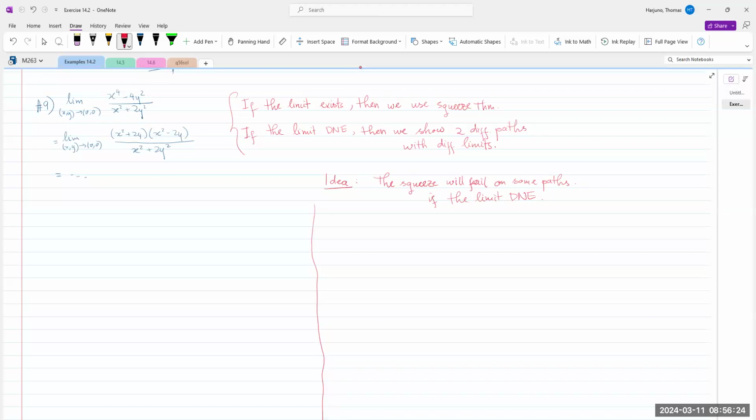Okay, so we try to squeeze that limit. If the limit exists, then the squeeze will work. If the limit does not exist, then you will find some path where it doesn't work. Okay, now let's start with question number 9 here.